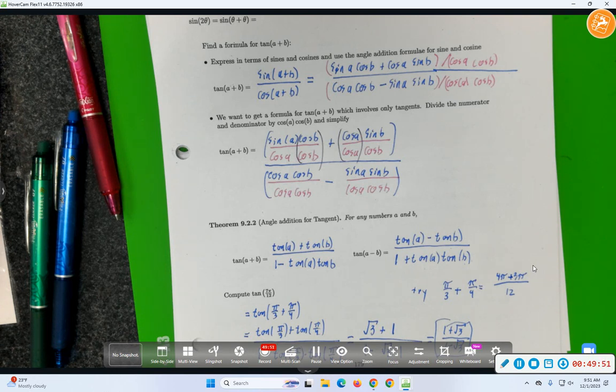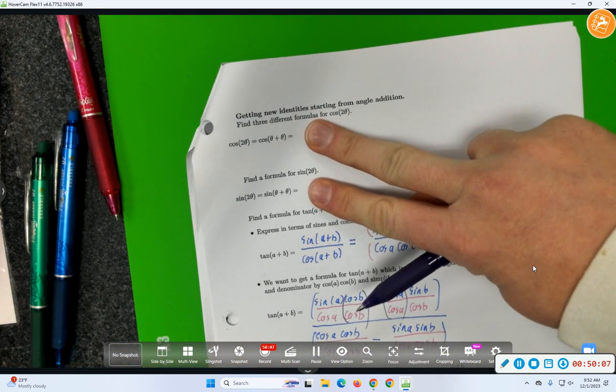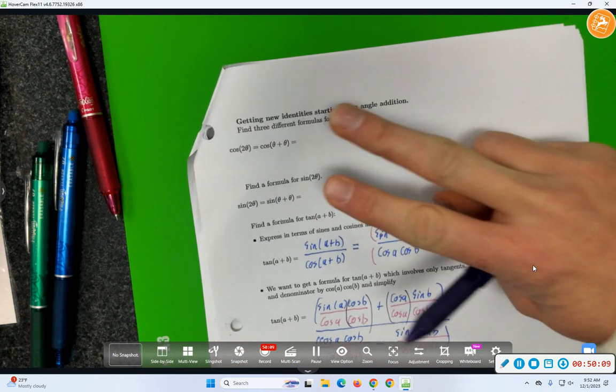You know. And I am only slightly over time, but that means I can probably stop. The thing that I will request you do in advance of when we meet on Monday is this. Figure out the double angle formula by using angle addition.